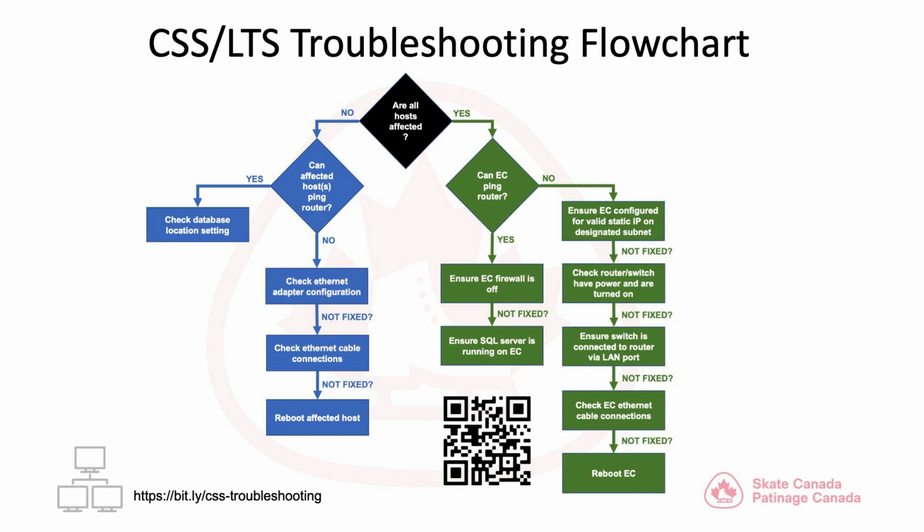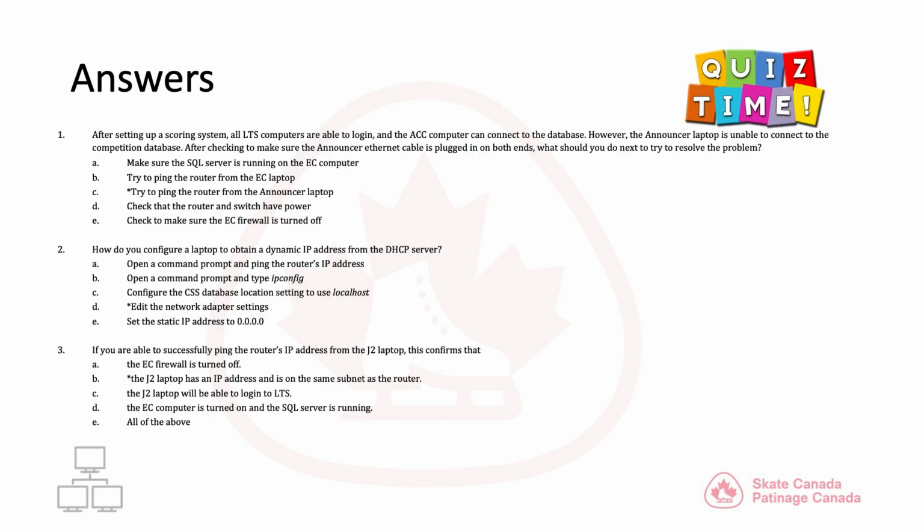So looking at our troubleshooting flowchart, we initially determined that all the hosts are not affected. It really is isolated to just one computer. That rules out an awful lot of things that the problem could be. So then the first step is to try to figure out whether it's a database location setting problem or some other kind of networking problem. And the easiest way to do that is to try to ping the router.